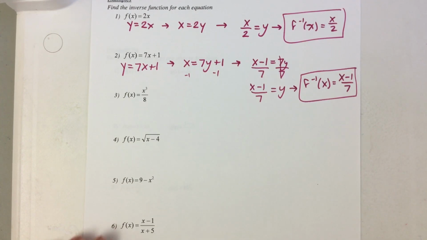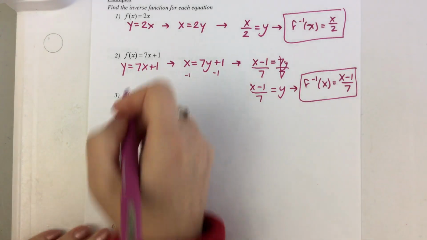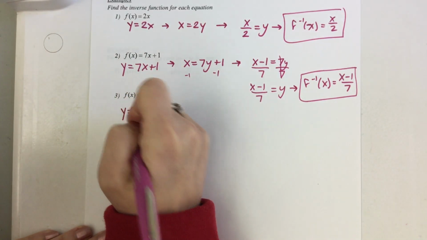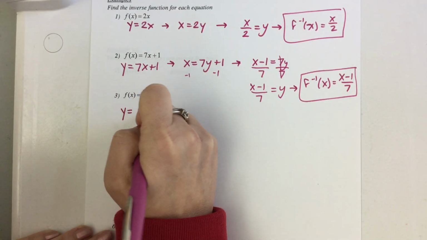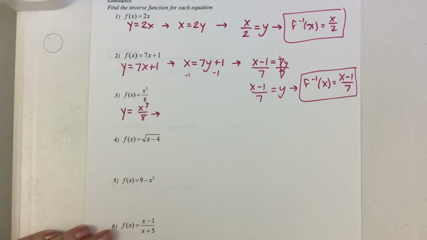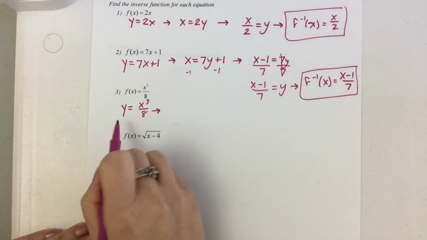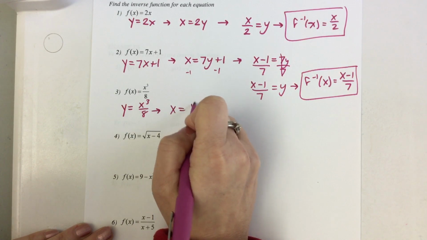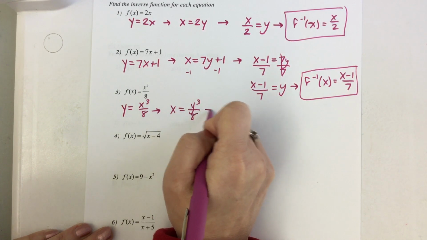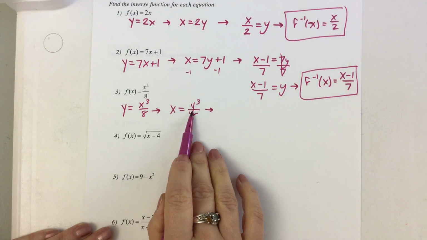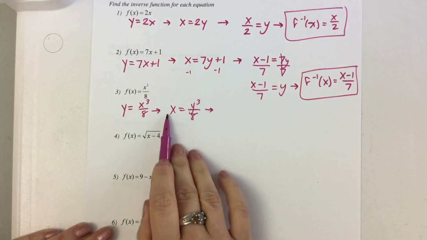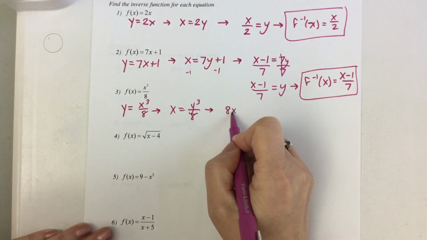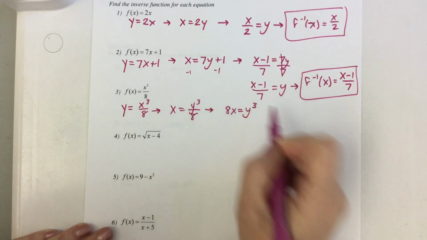Okay, let's look at this. Now this time it looks a little bit harder because we have an exponent. You guys, it's the same process. f of x is y. So y equals x cubed over 8. That's step 1. Step 2, the y's become x's and the x's become y's. Now I need to solve for y. So I'd multiply that 8 over. So I would have 8x equals y cubed.